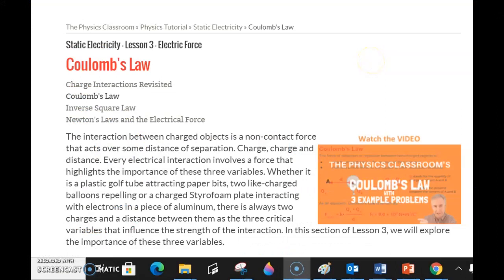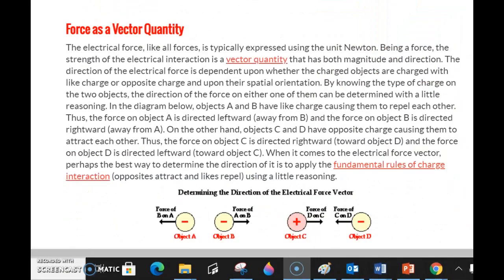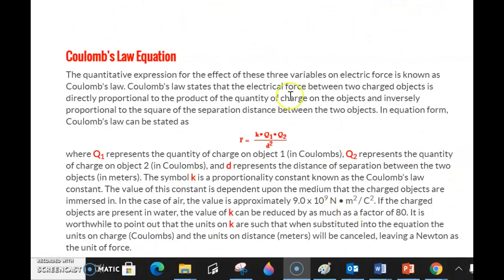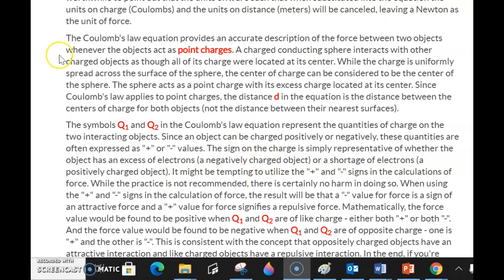So now on this website, it starts by explaining what is Coulomb's law, and that it is a force that acts over a distance, and it also describes it as forces as a vector quantity. It's very important to understand that, and then there's a rule that governs the interaction between charges. So what happens when two like charges are brought closer together, or what happens when two unlike charges are brought together? The proportionality constant used in Coulomb's law is K, and it has a value of 9 times 10 to the power 9 newtons per meter squared per Coulomb squared.